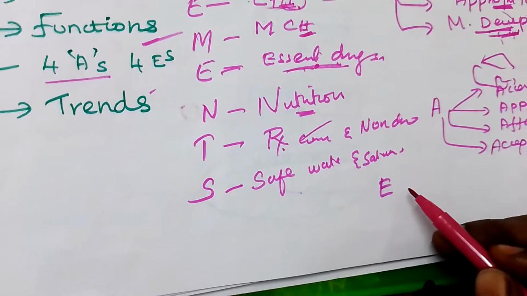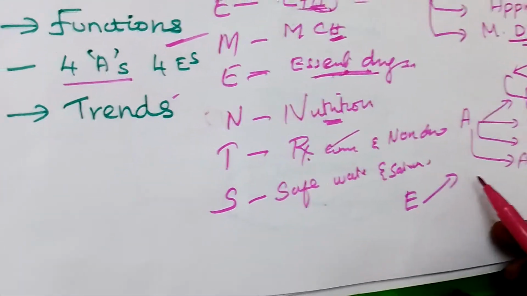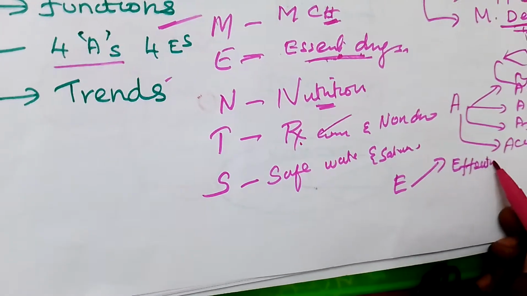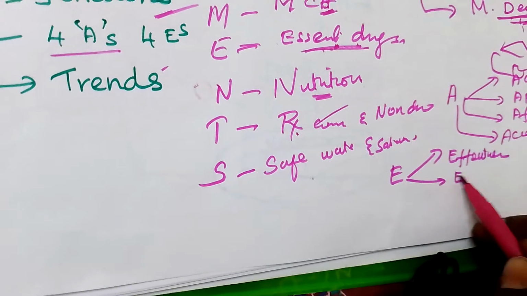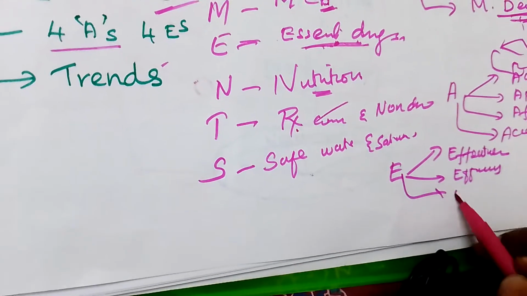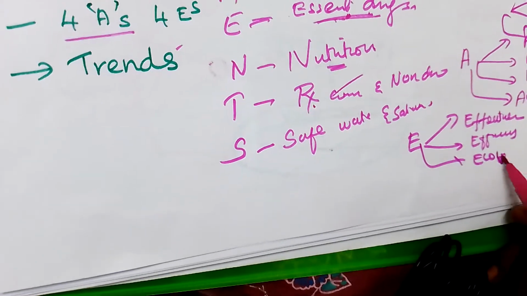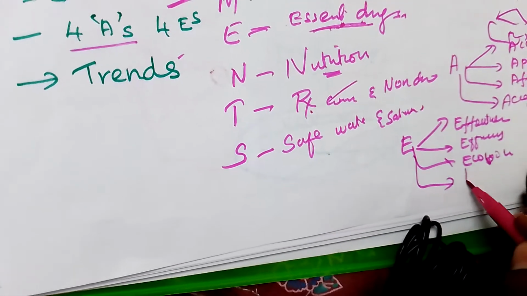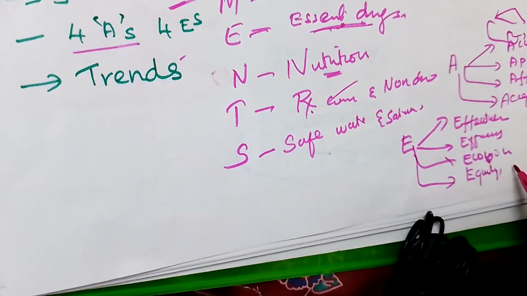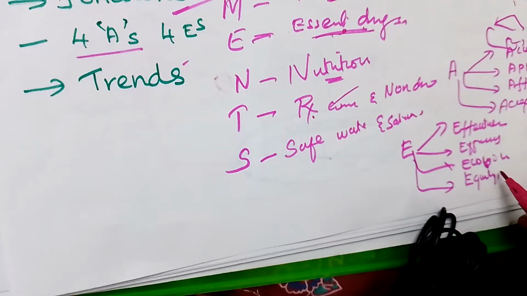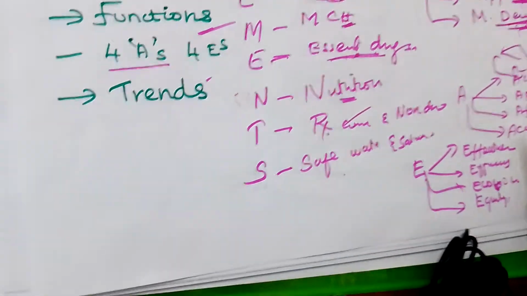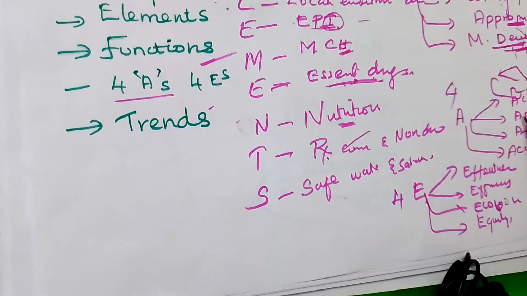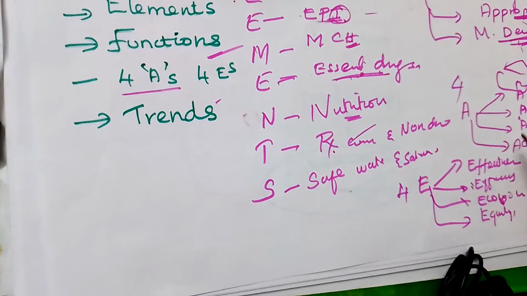What is E? I told you about the 4 E's: effectiveness, efficiency, economic, and equity. Understand? You can write it as equity. So these are the 4 A's and 4 E's in primary healthcare that you can remember.